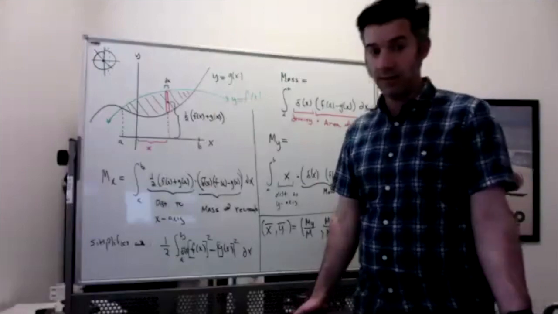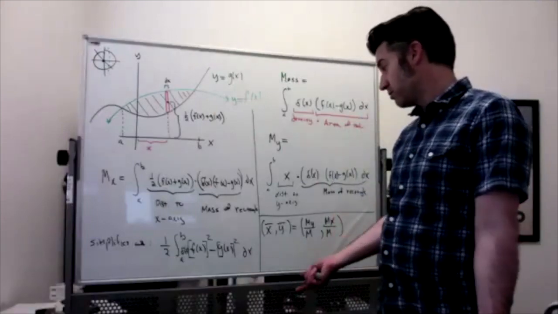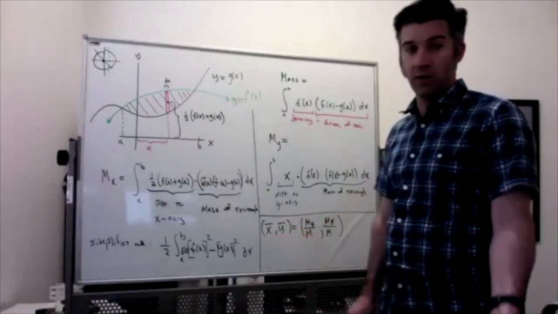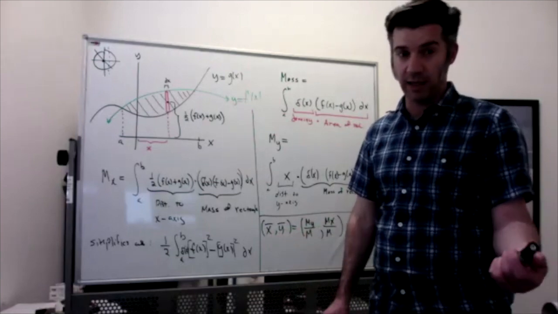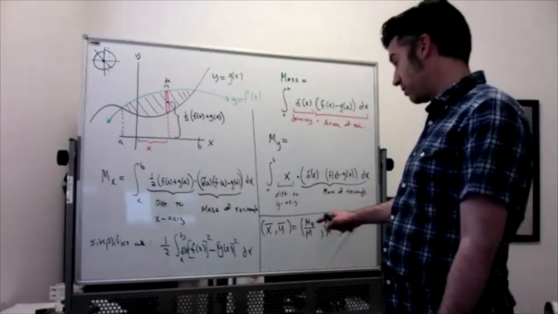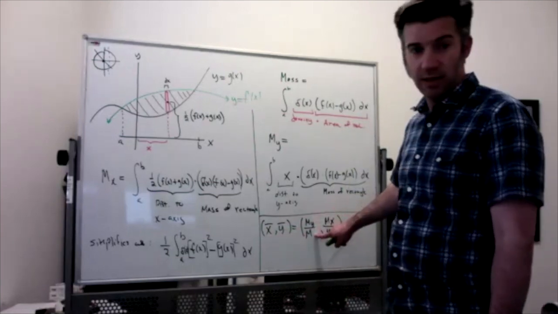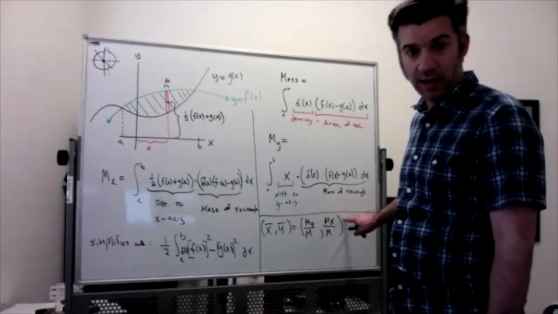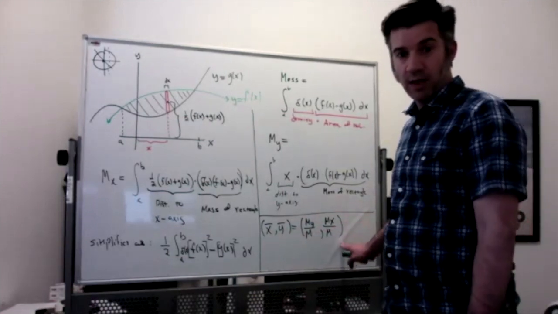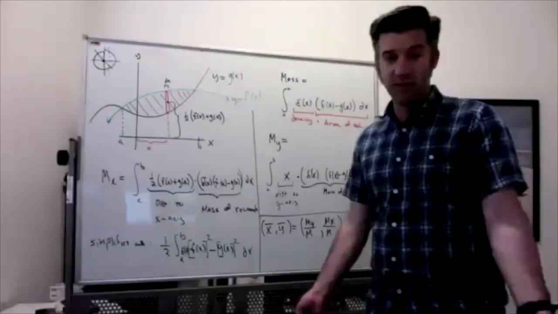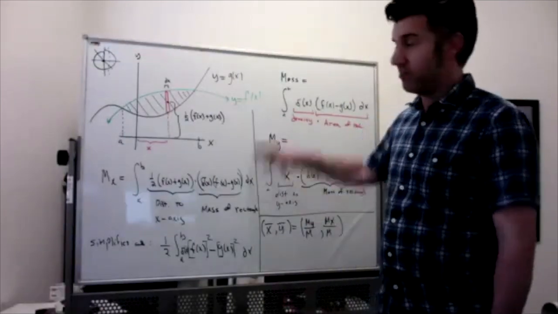And then finally, to find the centroid, x bar and y bar, or the center of mass, x bar, y bar, it's just the moment around the y-axis divided by the mass, and then the y-coordinate is the moment around the x-axis divided by the mass. And then we have all these formulas in terms of y as well.